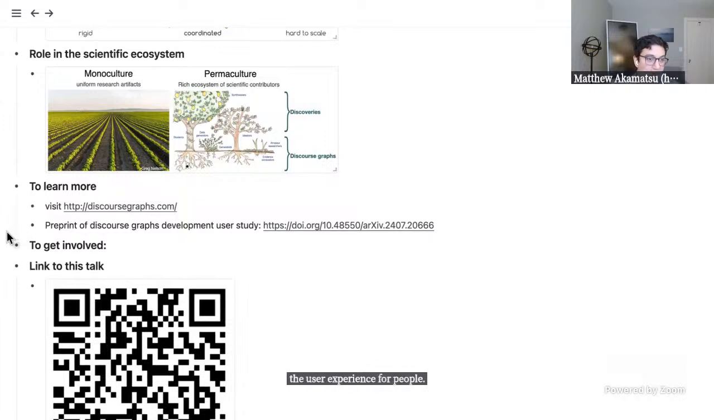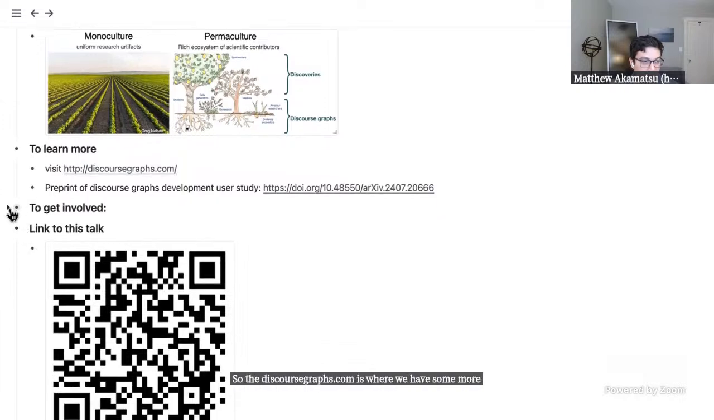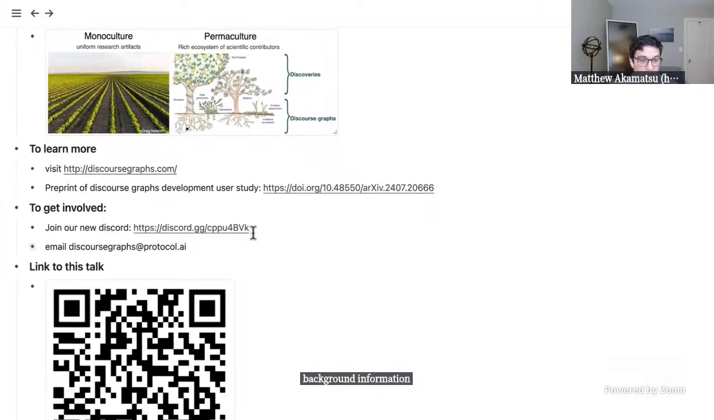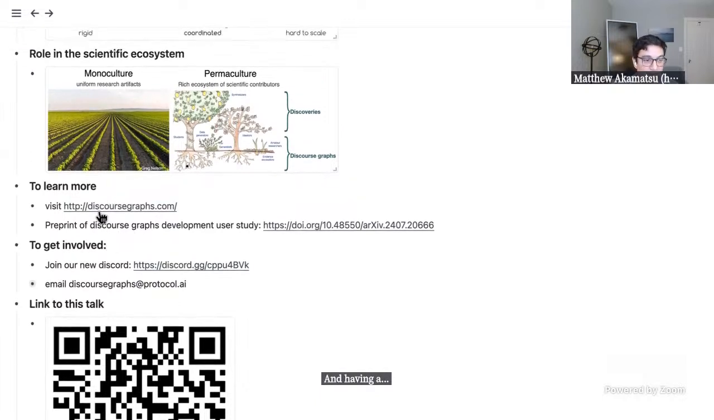So discoursegraphs.com is where we have some more background information. We just started a Discord, which I'll put in the chat as well, which will be one way to both learn about updates in the user pilot and to get involved in having your own graph. So through discoursegraphs.com, you can download an existing Roam Research plugin, but even better, we can tailor one that's more suited to your needs.